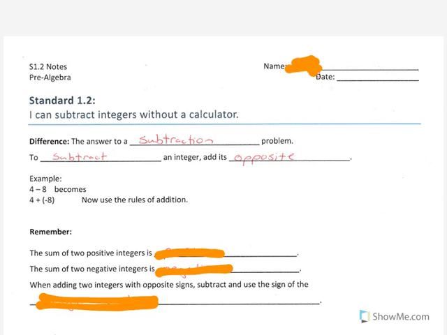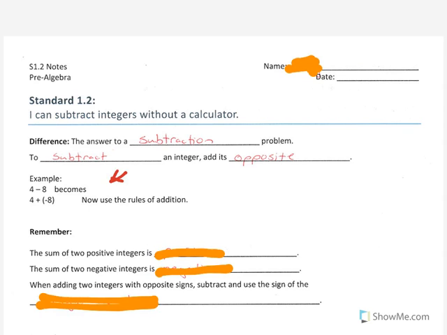It might be a little bit confusing, but you can see right here there are some directions. So, for example, 4 minus 8 is going to become 4 plus a negative 8, and then we're going to apply the rules we learned yesterday. So let's remind ourselves what that looks like.